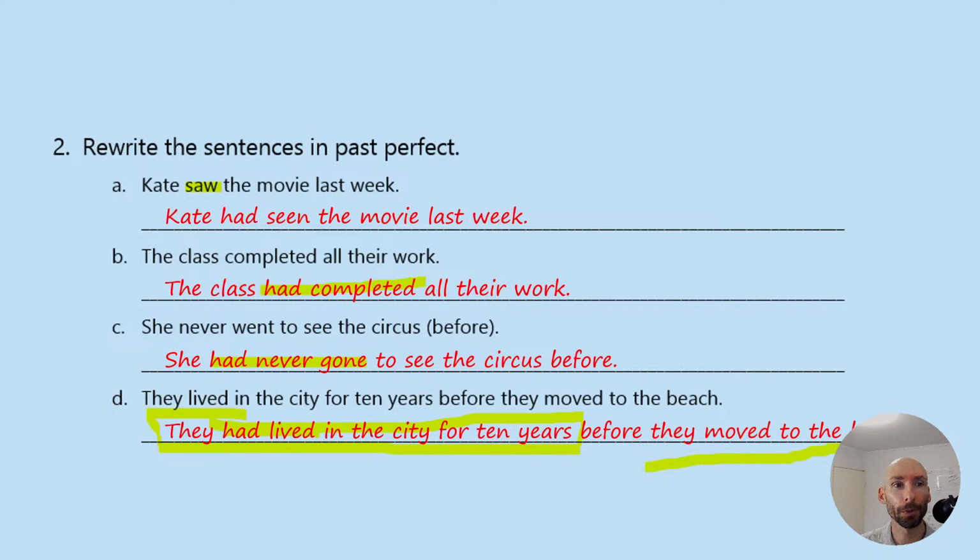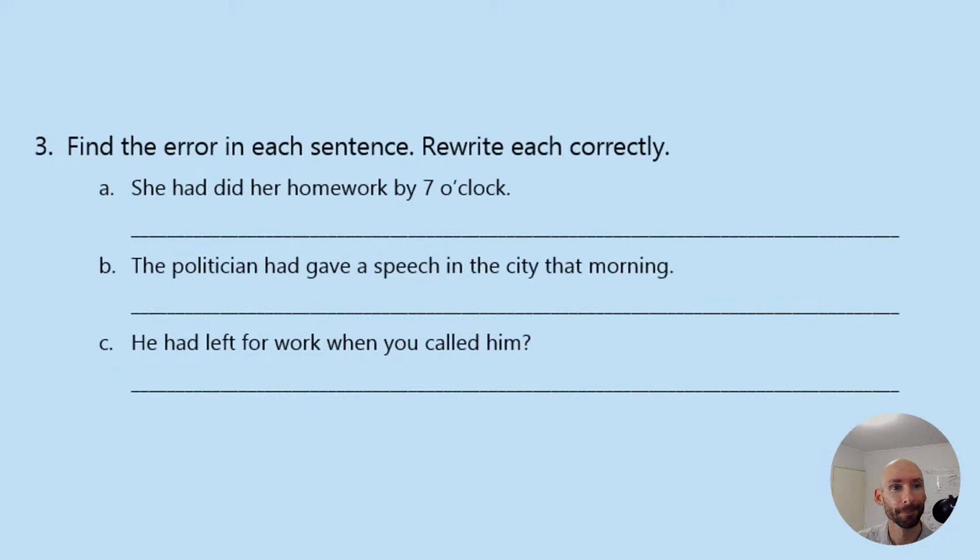Okay, let's move on to section number 3. Here we have to find the error in each sentence and then rewrite them correctly. Did you find any errors? The first one says, "She had did her homework by 7 o'clock." That one sounds a little bit awkward.